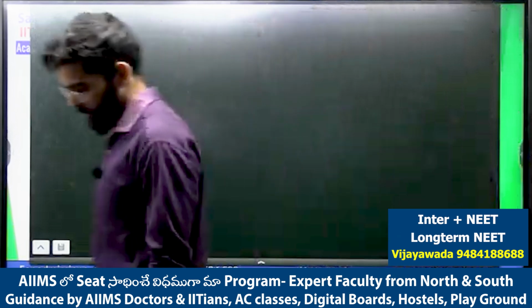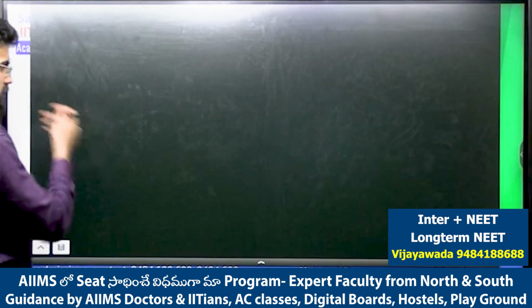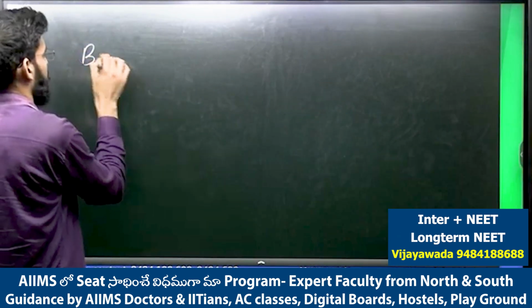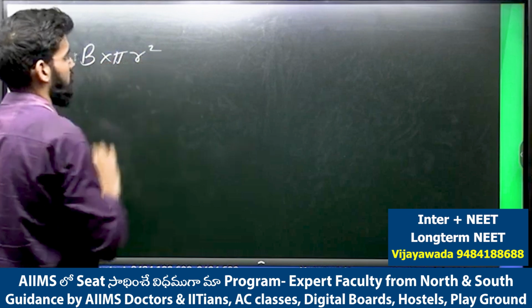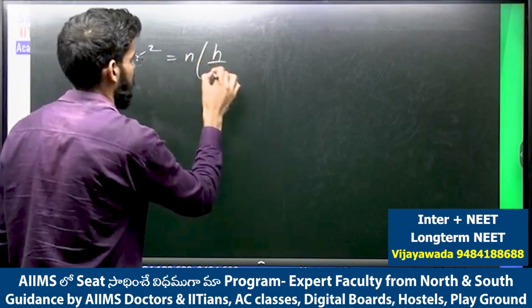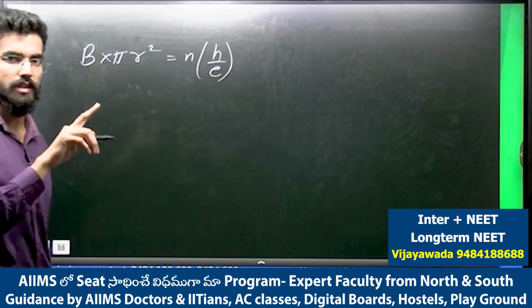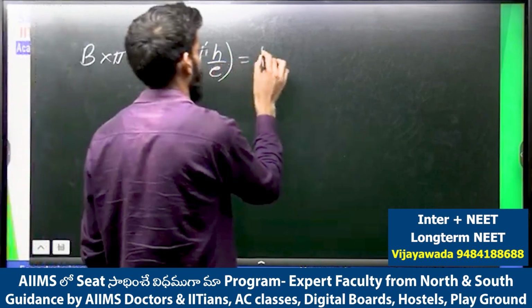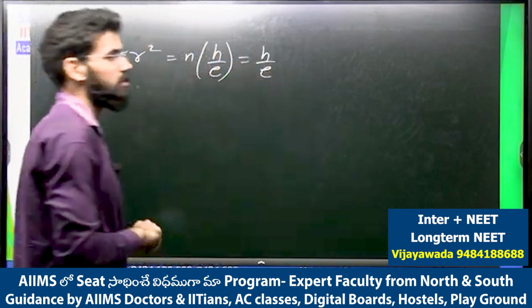See, one thing that he is saying: B into pi r square is equal to n into h by e. Then he said for the lowest one we have to find out. Lowest one means n equal to 1, h by e. This is what he is saying.